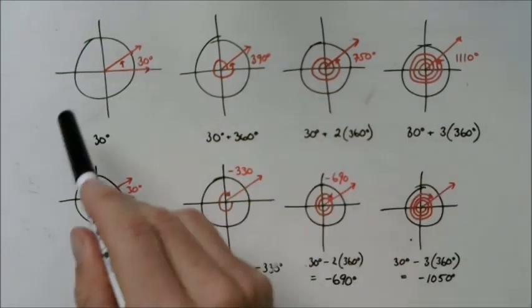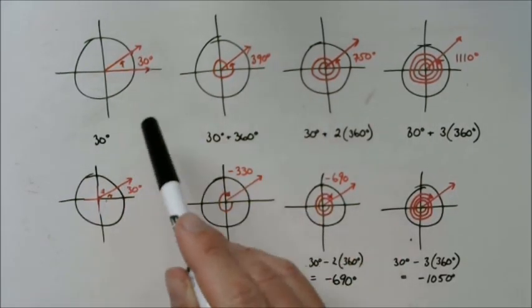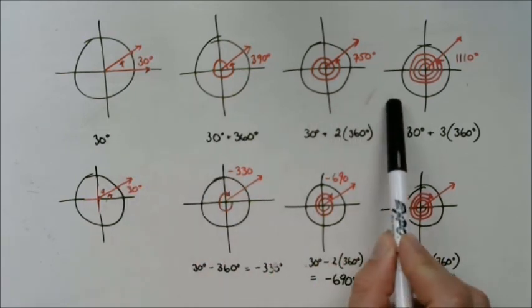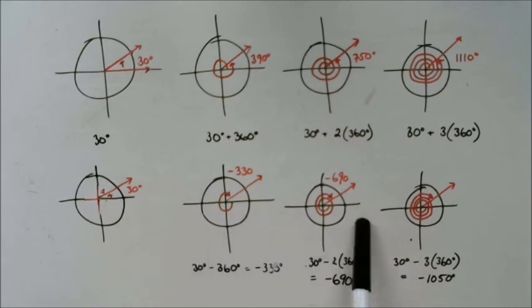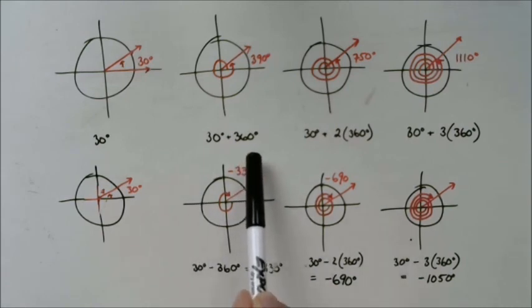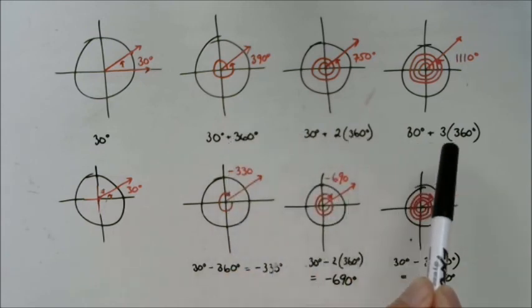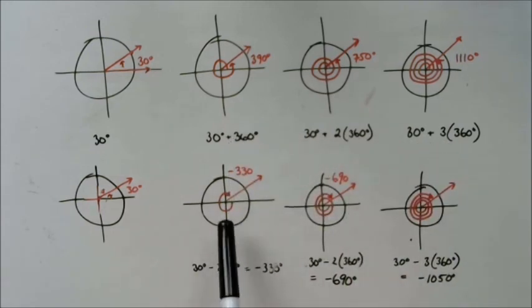Those angles, all 7 different angles drawn, all have the exact same terminal arm, 3 extra positives here, 3 extra negatives here. All we did was rotate forward, counterclockwise, 360, 720, 1080, and then here we rotated backwards, clockwise, 360, 720, 1080.